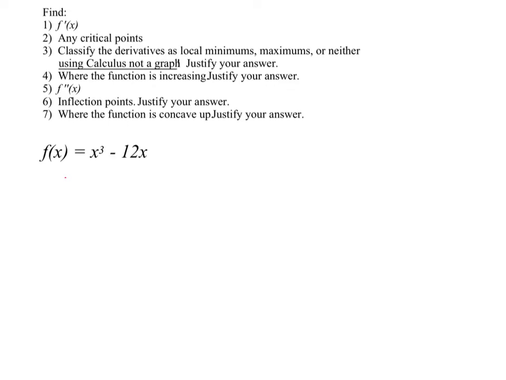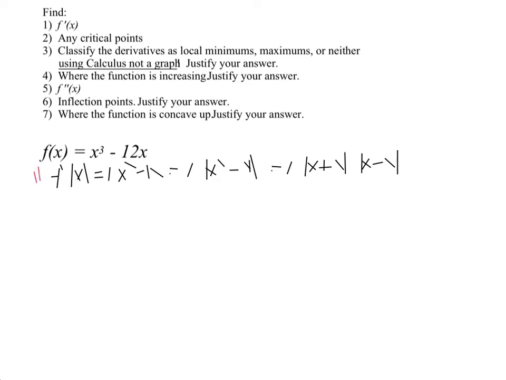This is kind of a closing of all the different things we've been dealing with looking at a function. So first, finding the derivative. Well, the derivative would be 3x squared minus 12. I always think factoring, so I'm going to pull a 3 out. Factor some more. So this answers number 1.